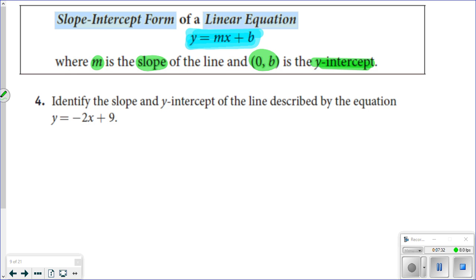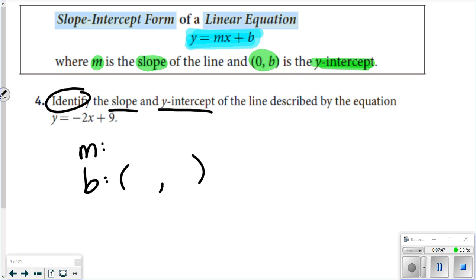Okay, so question 4, I want you to answer it. Can you write down what is the slope, which is your m, and what is your y-intercept, which is your b? And remember, before we were writing that as an ordered pair, 0, comma, a number.